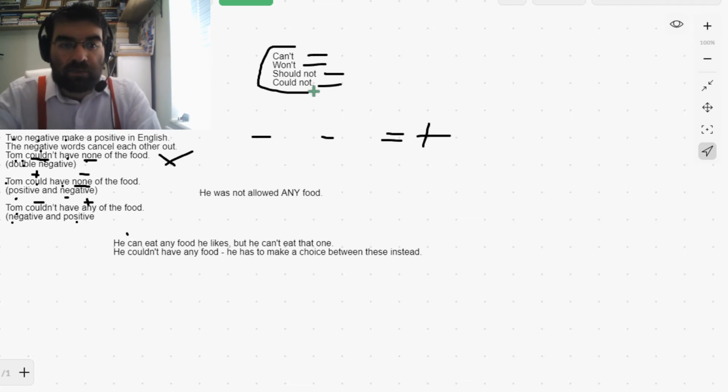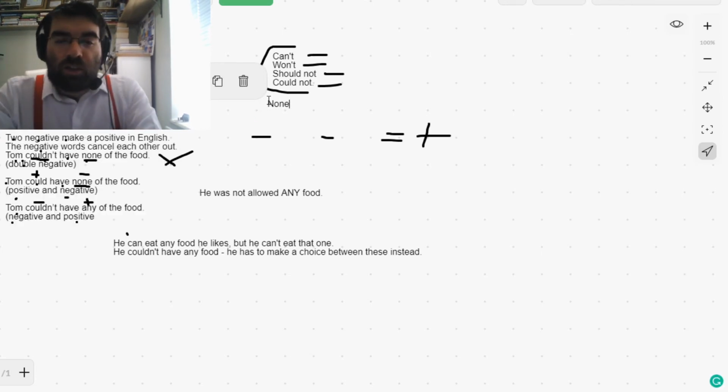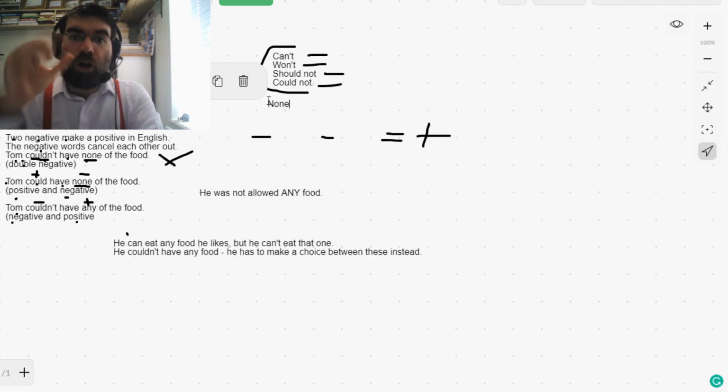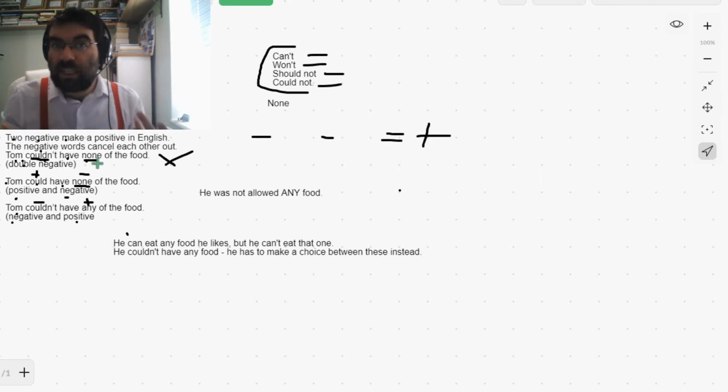Avoiding double negatives, Tom could not have none of the food. So none and could not are negative. So by using double negatives, it actually means the opposite. It means generally the inverse. Couldn't have none of the food, so he can have any of the food.